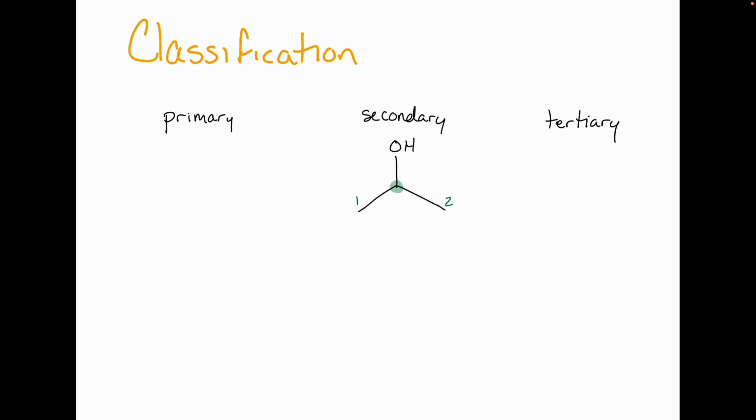Right, so a primary alcohol means it's like sticking off on the very end, right? So something like this would be a primary alcohol. And a tertiary alcohol means it's all sorts of crowded, something like this, right? Where the carbon at the base has 1, 2, 3 neighbors.